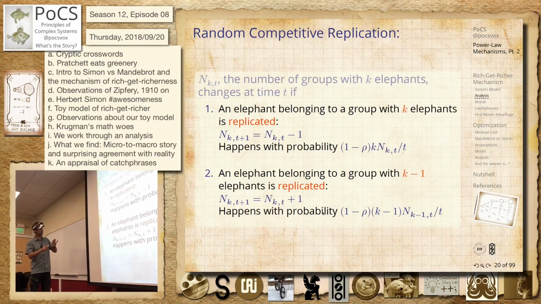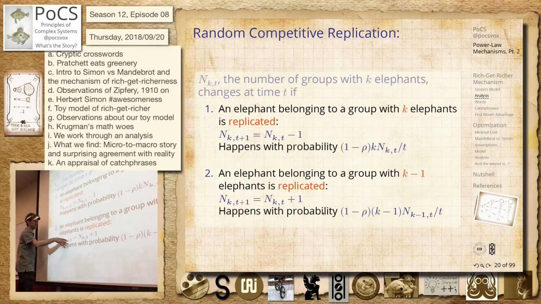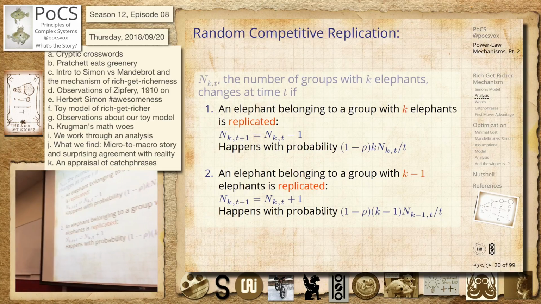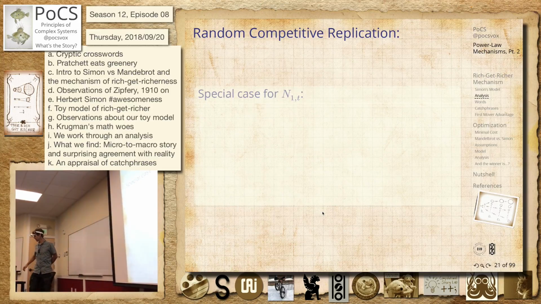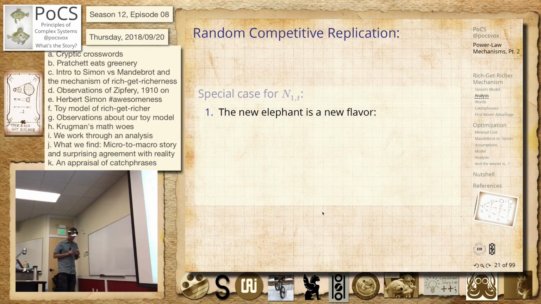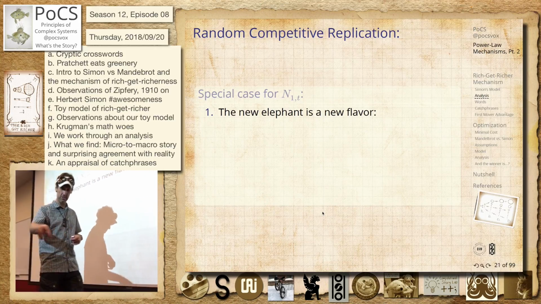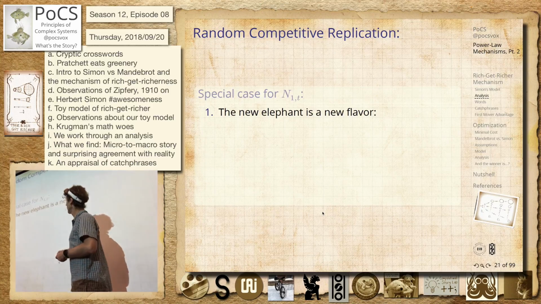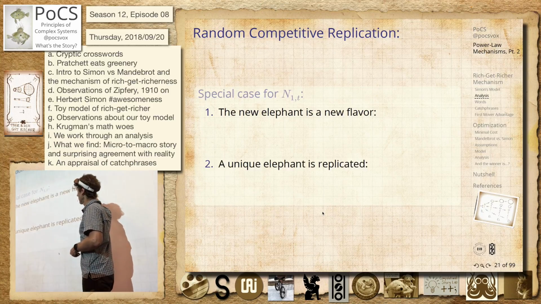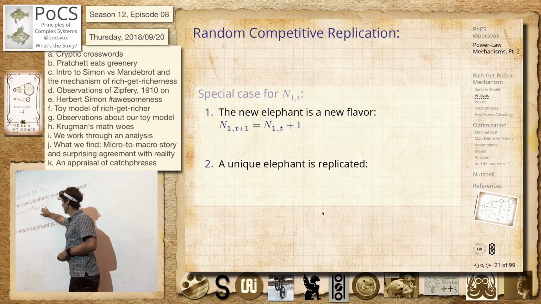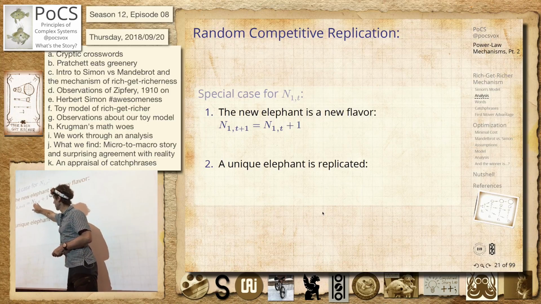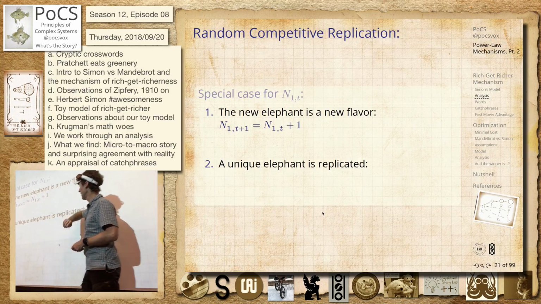So we can start putting these things together. These are exactly what happens in both of those cases. And we're going to make some sneaky approximations for the number of groups of size 1. So these are the unique groups. They have a special behavior. So the new elephant is a new flavor altogether, and that is a +1. So there's groups of size 1, and there's one more of them.